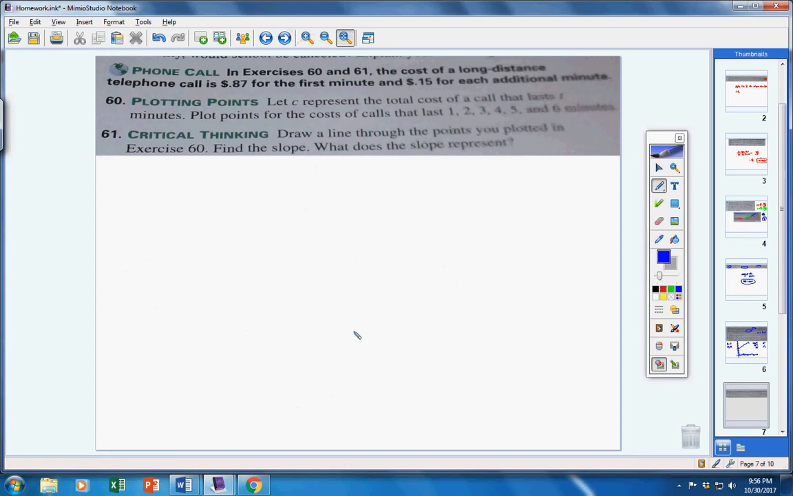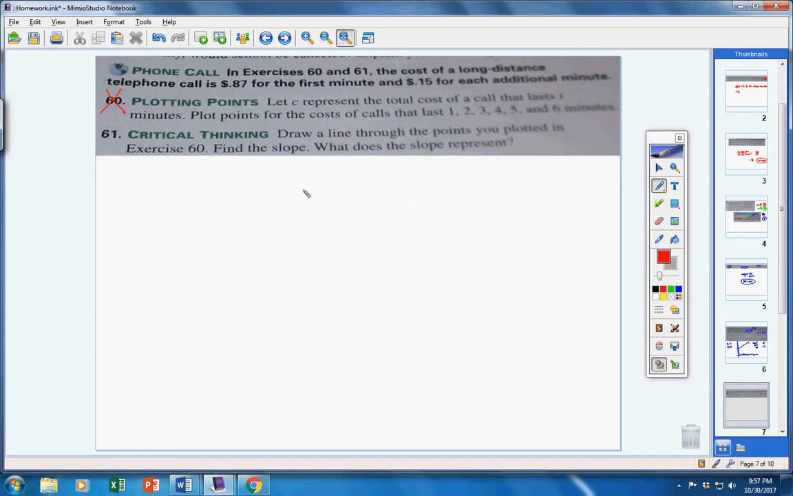The cost of a long-distance phone call is 87 cents for the first minute, and 15 cents for each additional minute. Let C represent the total cost of a call that lasts T minutes. And actually, guys, I'll be honest with you, we are not doing scatter plot dots until chapter 5. I'm not worried about that. What I would like you to do is find the slope and tell what the slope represents. Okay? So let's stick together on this.